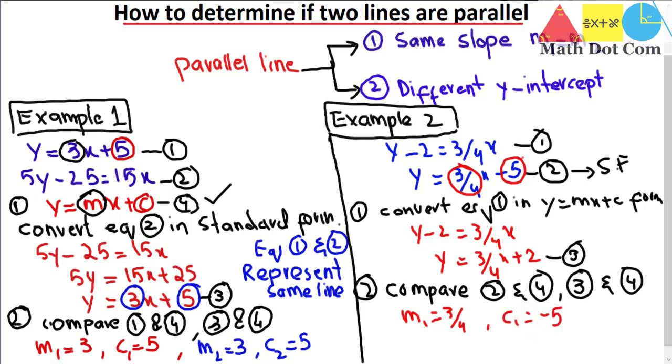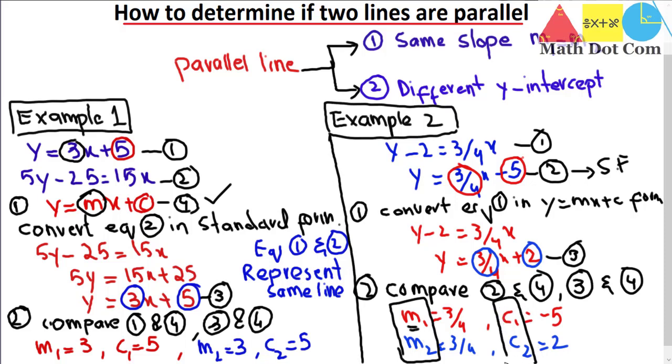And now if I compare equations 3 and 4, it's clear here that 3 by 4 is the slope, that is m2 is equal to 3 by 4, and c2, that is the y-intercept, is equal to this 2. Now it is clear here that m1 and m2 are equal, while c1 and c2 are not equal, they are different. So they meet both the conditions of parallel lines. It means that equations 1 and 2 are representing lines that are parallel.